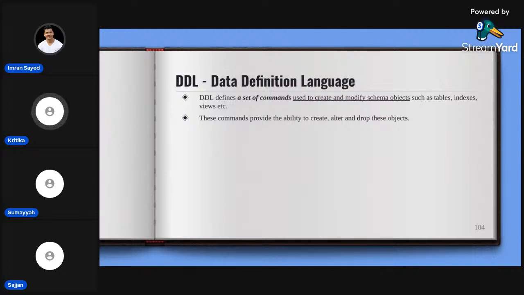Okay, create that table. Fine. It's your baby, however you want to create it. Okay, create table students.